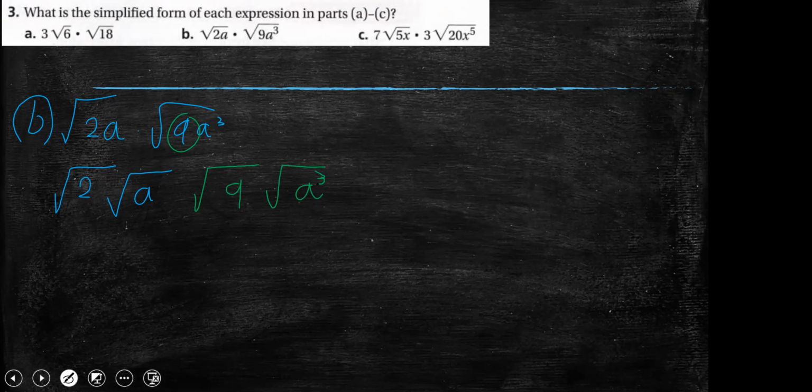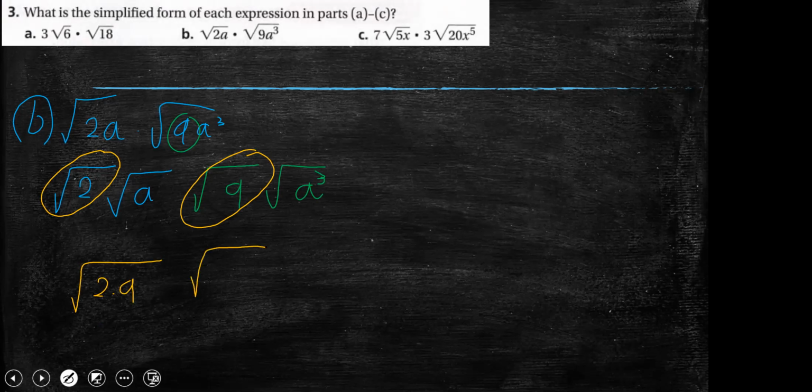Then I will multiply now the constants with each other. Where are the constants here? We have the square root of 2 and the square root of 9. If we multiply them, we put 2 times 9. And then here we will put the other variables and we multiply them. So we have a and a cubic. Is it right? Yes. Okay. This is now the first step.